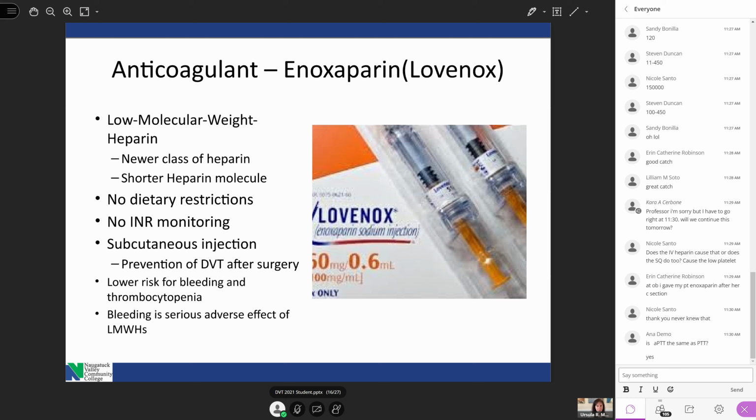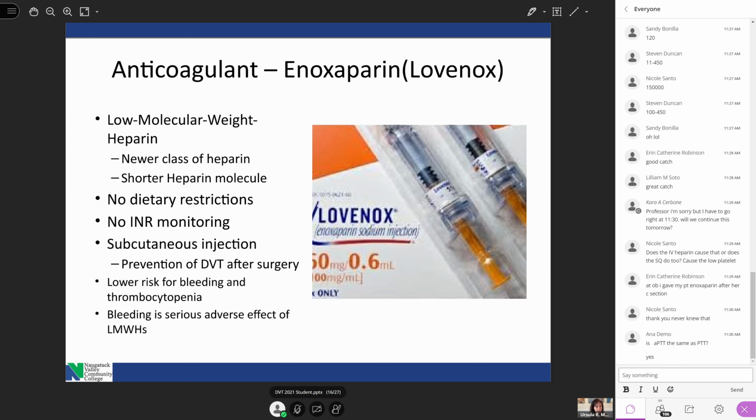It's a newer class of heparin, enoxaparin, used frequently, commonly in OB, pregnant women, very, very commonly used. It's a shorter heparin molecule, so the chemical molecule is shorter. You don't have to know that, but you do have to know that it's used more commonly with certain patients. There are no dietary restrictions. Patient can eat whatever they want. It's not going to affect their blood.